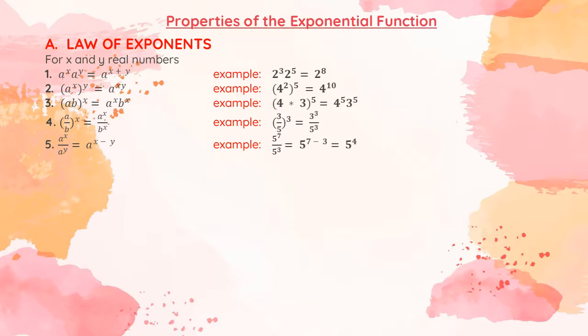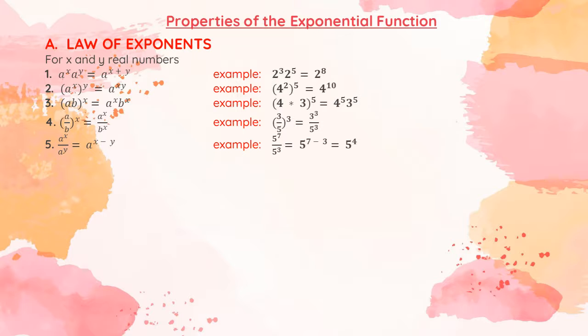Okay, another. (ab) raised to x is equal to a raised to x, b raised to x. So, dito class, pinaghiwalay po natin yung pinaka-value ng ating a and b. So, for example class, ang value po ng ating a ay 4. Then, yung b po ay 3. Then, yung ating x na naka-exponent, yun po yung 5. So, dito class, pinaghiwalay lang po natin. Kaya 4 raised to 5, 3 raised to 5.